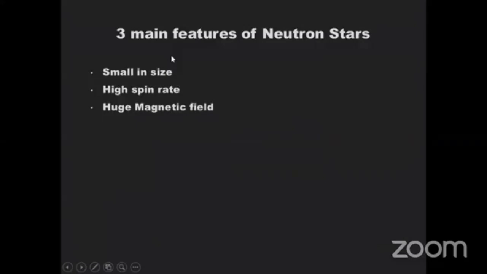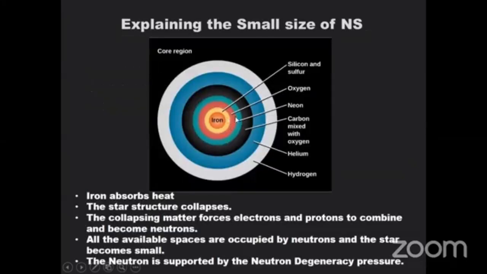Now there are three main features of neutron stars, which I will be explaining. Three main features. They are small in size, extremely small in size. Okay. They have a high spin rate and they have a huge magnetic field. I'm going to explain where all of these things are coming from. So starting from the small size.